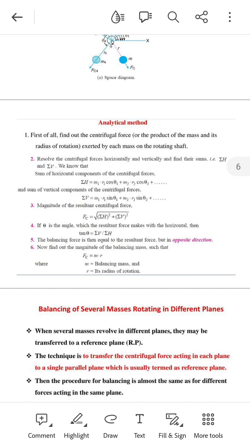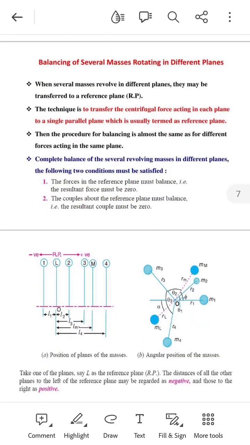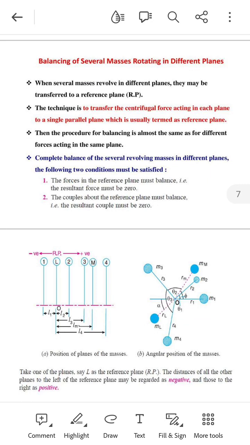The next one, balancing of several masses rotating in different planes, is shown in the figures. When several masses revolve in different planes, they may be transferred to a reference plane. The technique is to transfer the centrifugal force acting in each plane to a single parallel plane, which is usually termed the reference plane. Then the procedure for balancing is almost the same as for different forces acting in the same plane.